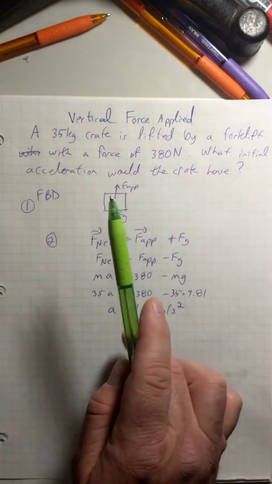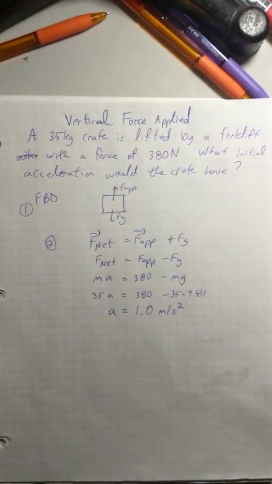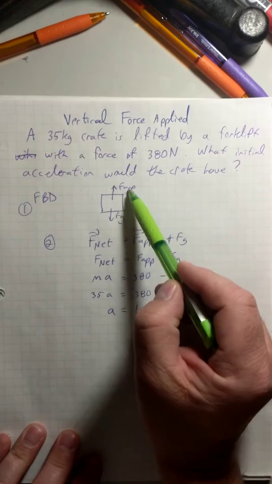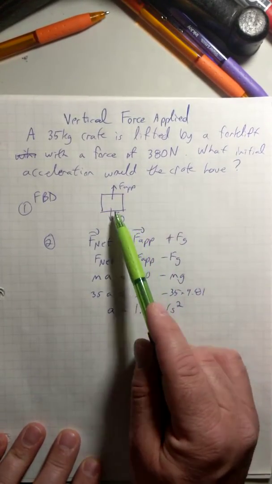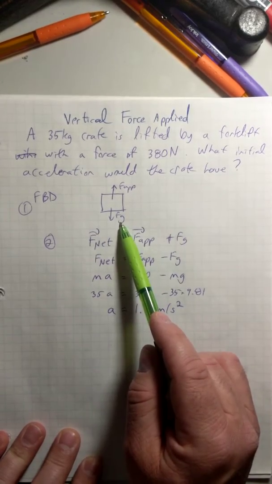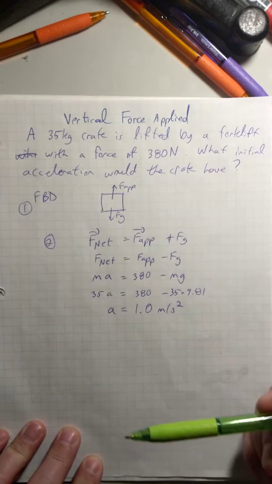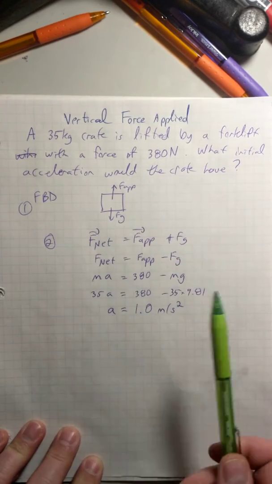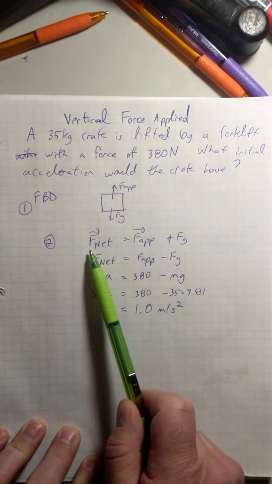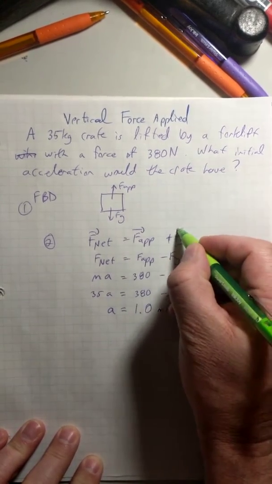But we basically have an applied force that's up. The forklift lifts this crate, and this 380 newtons is that applied force. What is often forgotten is that there's always a force of gravity present. So those two forces are opposing each other. And if we were to look at the net force equation involving these forces, we would say the net force is equal to the applied force plus the gravitational force.